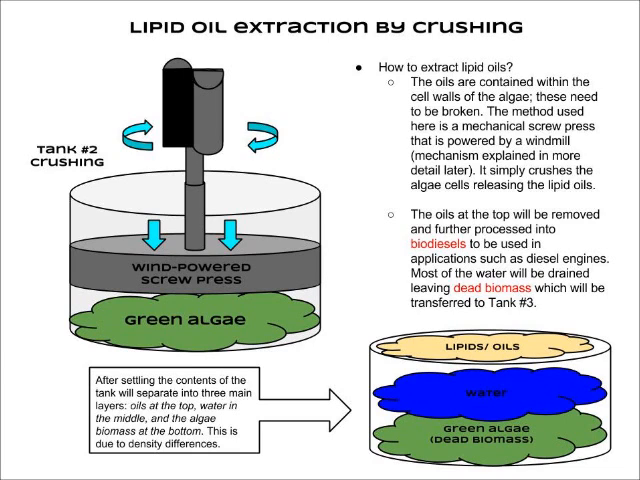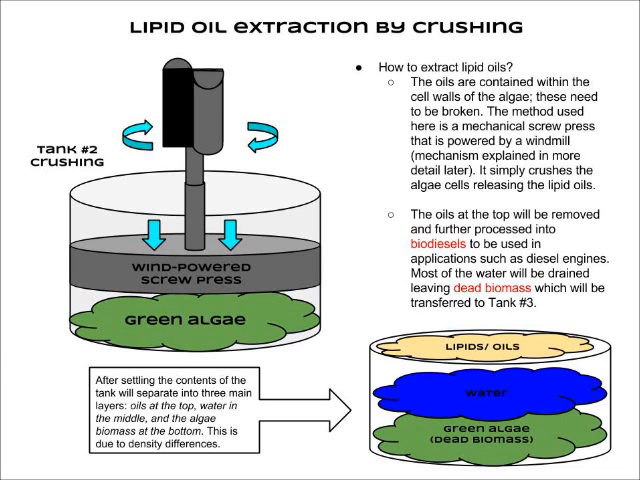The oils at the top will be removed and further processed into biodiesels to be used in applications such as diesel engines. And most of the water will be drained, leaving dead biomass, which will then be transferred to tank number 3.